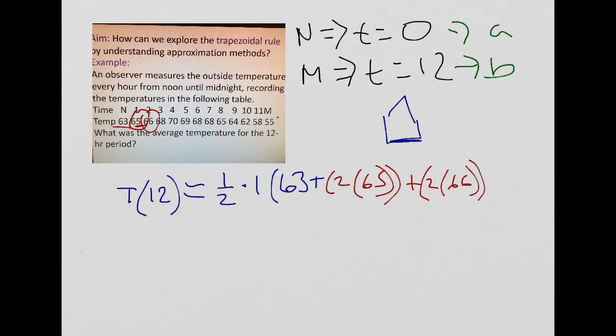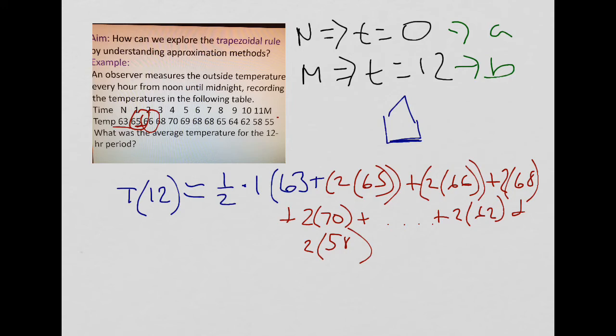I actually don't need as many parentheses as I'm writing, and so on. 2 times 68 and 2 times 70 and so on. I'll do 2 times 62 and 2 times 58. Now, I'm over here in this last part. The 55 is the b2, okay? Well, actually, it may be the smaller side. That only appears once for that last trapezoid, okay? So I'm ending it with just 55.